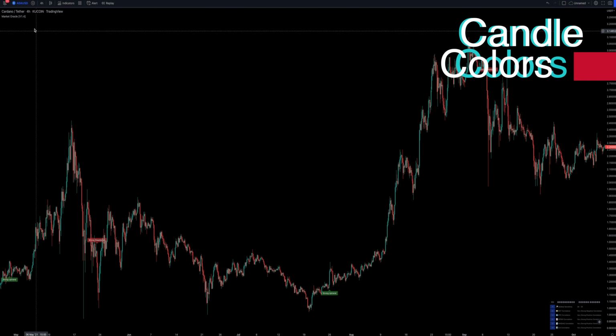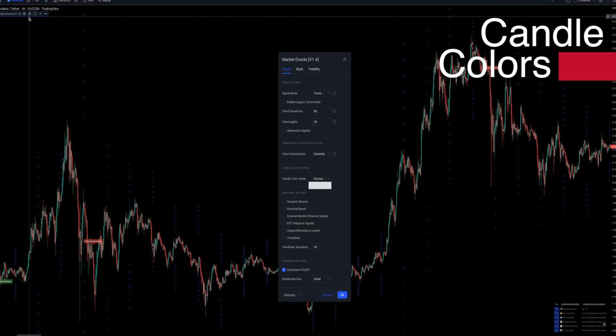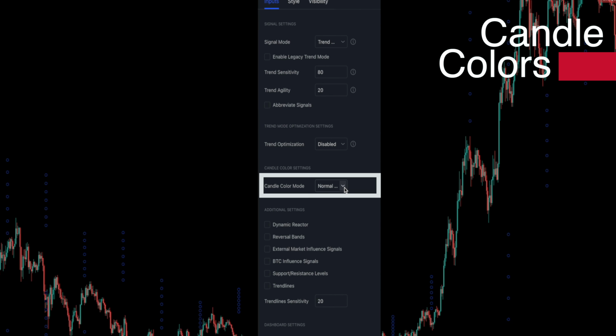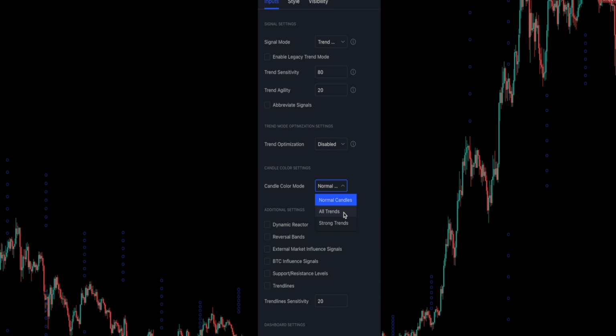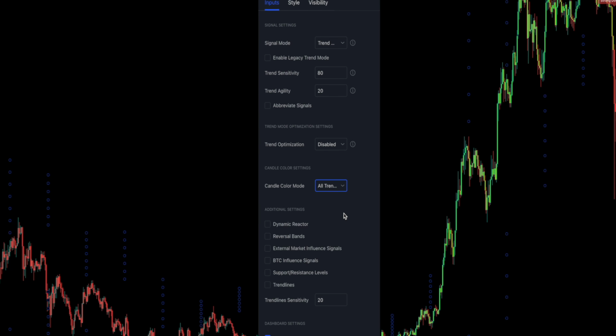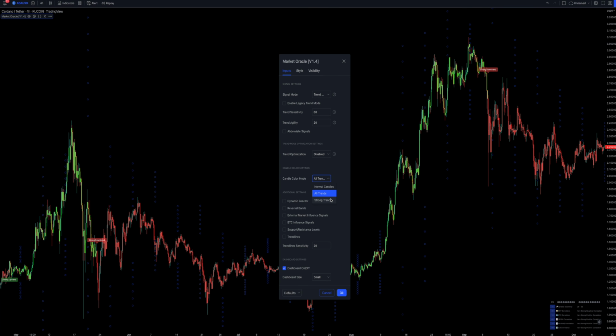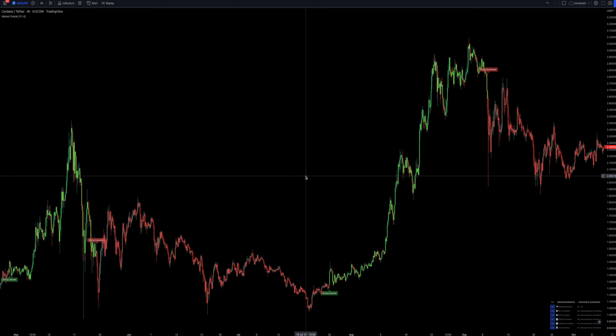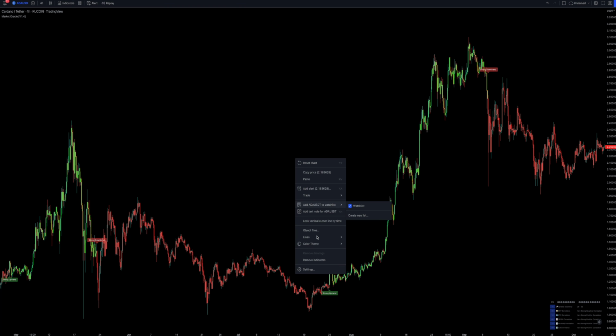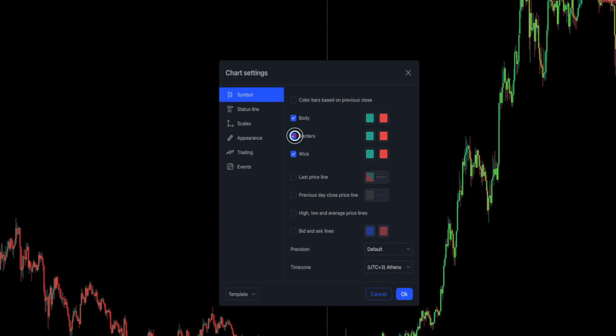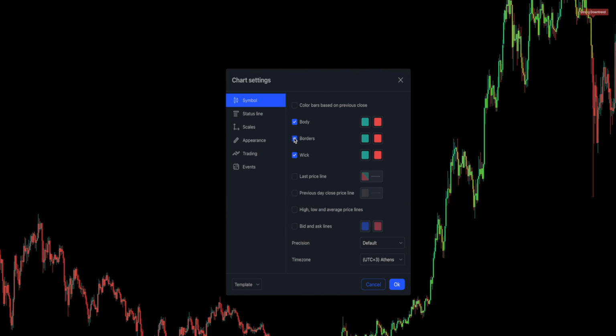Candle colors. You can toggle through the colored candle settings, but keep in mind they will only react to trend mode signals. You can cycle through disabled, all trends, or only strong trends. This setting is simply a visual aid to highlight the trends established by the trend mode algo. If your candles are still not solid all the way through or just don't look right, there is one setting you can change. Right-click anywhere on your chart, then go to Settings under Symbol, and make sure Borders is unchecked.